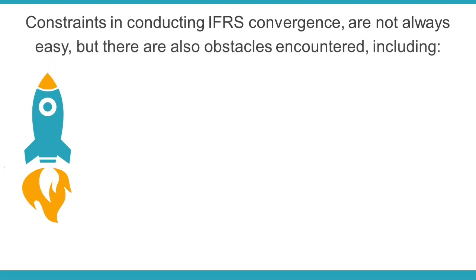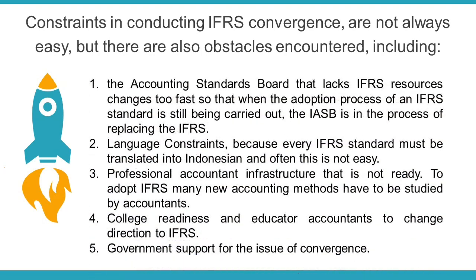Conducting IFRS conversions is not always easy, and there are obstacles that we encounter, including: 1. The accounting standard board lacks IFRS research, and changes come too fast, so that while the adoption process of an IFRS standard is still being carried out, the IASB is in the process of replacing the IFRS. 2. Language constraints, because every IFRS standard must be translated into Indonesian, and often this is not easy. 3. Professional accountant infrastructure that is not ready. To adopt IFRS, many new accounting methods have to be studied by accountants. 4. College guidelines and educator accountants have to change direction to IFRS. 5. Government support for the issue of convergence.